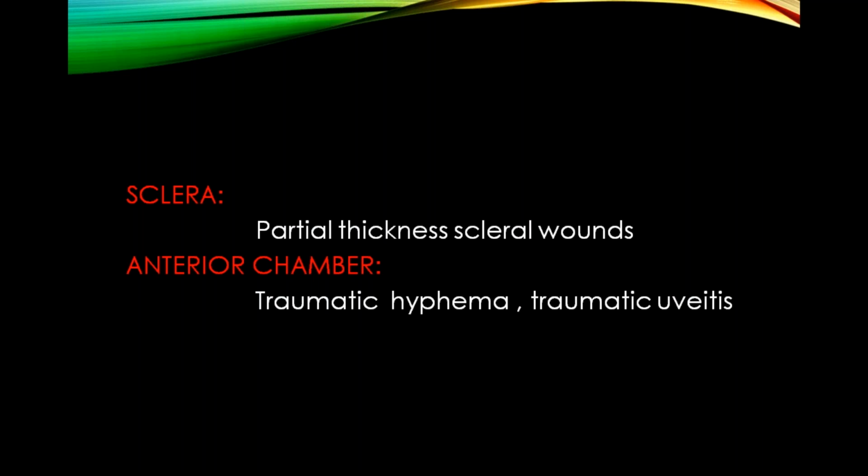Now coming to anterior chamber, what can happen? As I said, traumatic hyphema can occur or traumatic uveitis can occur. For hyphema, I have already discussed what are the problems which can be seen. And uveitis, what is uveitis? Uveitis is inflammation of the uveal tissue. Why is there inflammation of uveal tissue? When there is an injury, the uveal tissue gets inflamed. Now what is this uveal tissue? It includes 3 parts: iris, ciliary body and choroid.